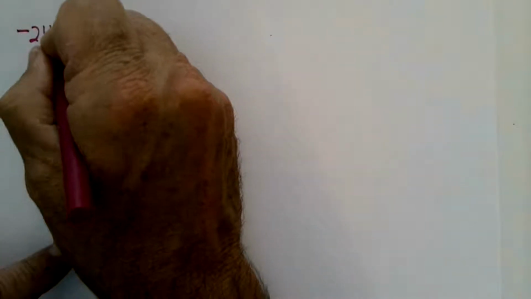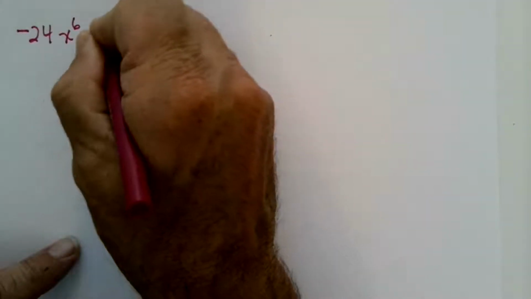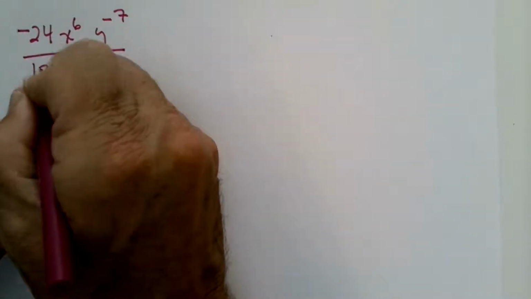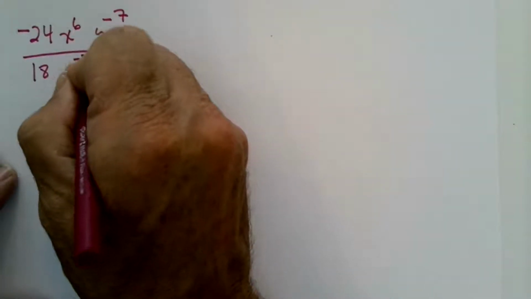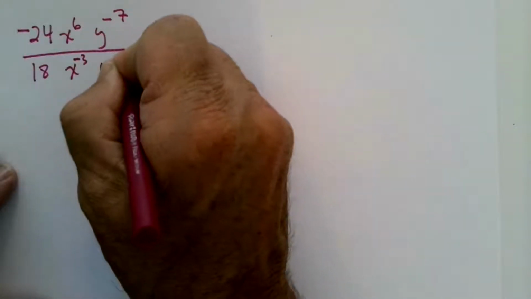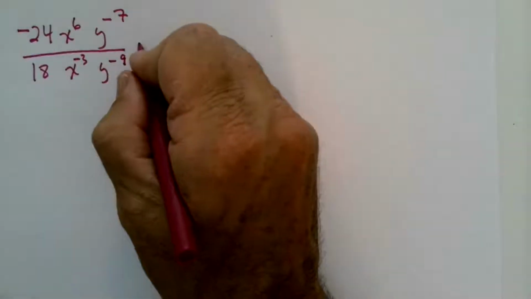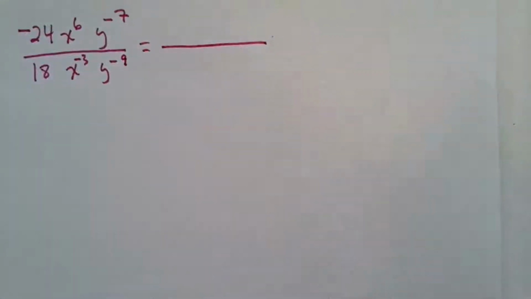x to the 6th, y to the negative 7, over 18 x to the negative 3, y to the negative 9th. And again, I'm going to break this up into pieces. We'll do the number part first, then the x part, then the y part.